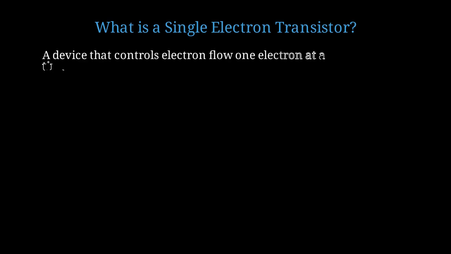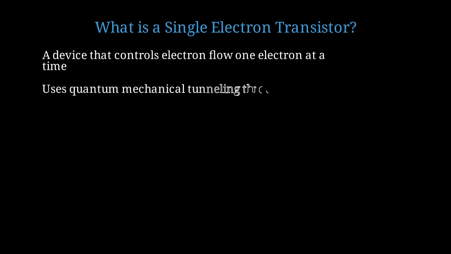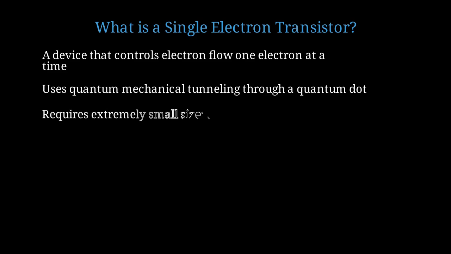A single electron transistor is a nanoscale device that can control the flow of electrons one at a time. Unlike conventional transistors that handle millions of electrons, the SET manipulates individual electrons. It operates based on quantum mechanical tunneling through a tiny island called a quantum dot, which is connected to source and drain electrodes through tunnel barriers. For this to work, the device must be extremely small, typically less than 10 nanometers, so that quantum effects dominate over classical behavior.